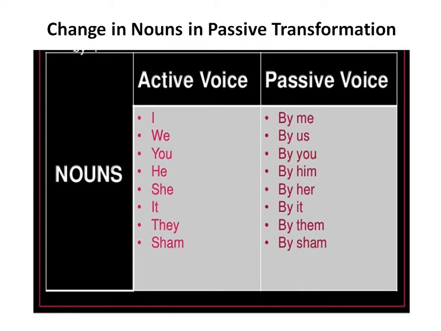So now we need to see how the nouns in passive transformation change. Like nouns, basically the pronouns, how they are going to change. So I changes to by me. When I say I take mangoes, the sentence changes to the mangoes are taken by me.